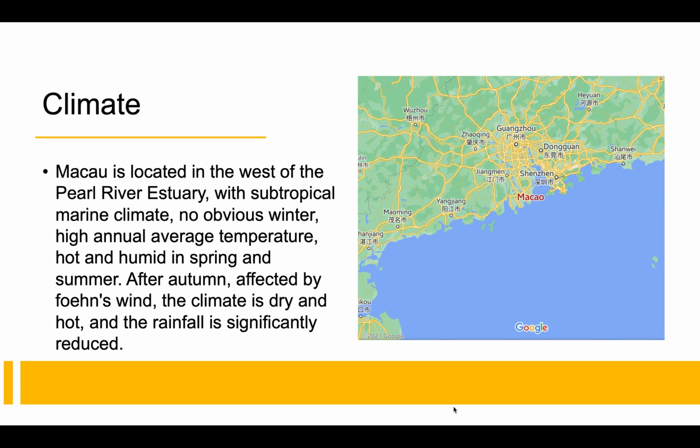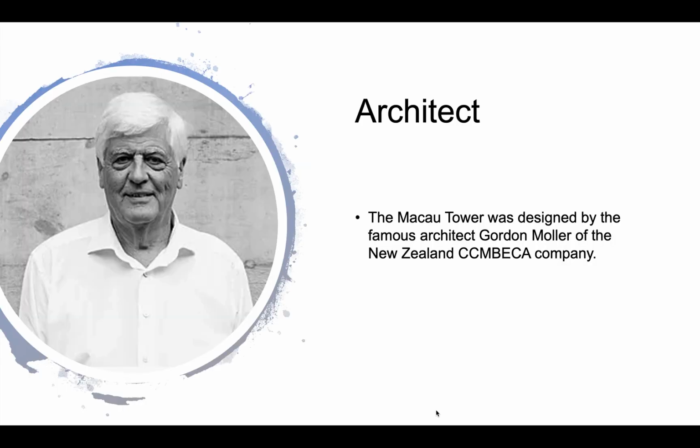For the weather, Macau is located in the west of Pearl River estuary, which has a subtropical marine climate due to the influence of monsoon. It is also a typhoon-prone place, which has a great impact on the construction period and finished products.